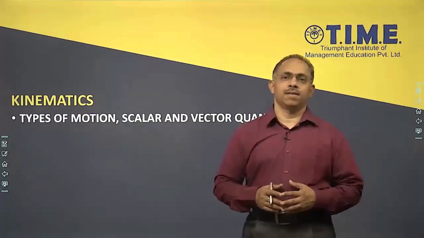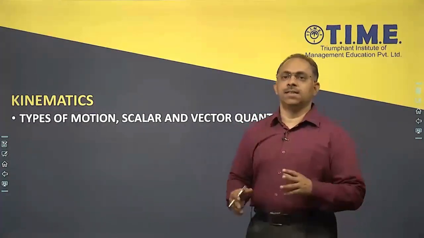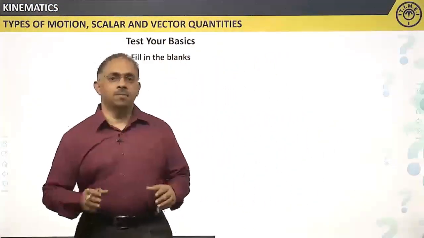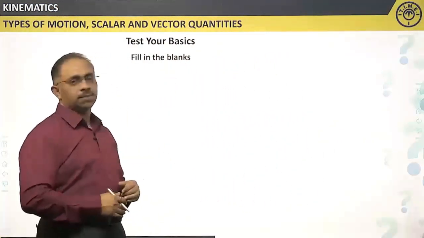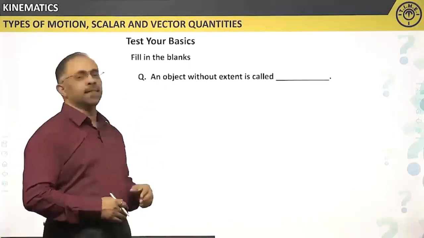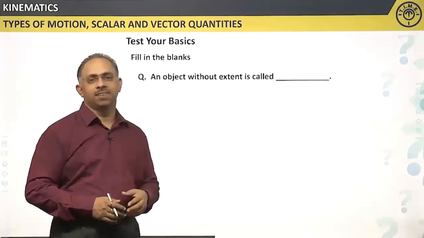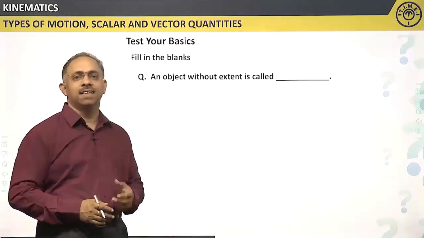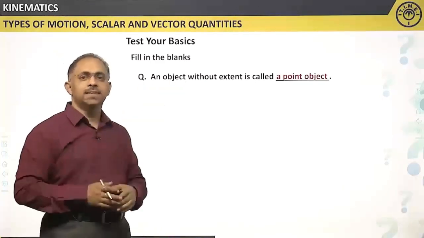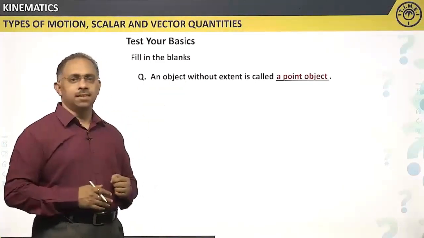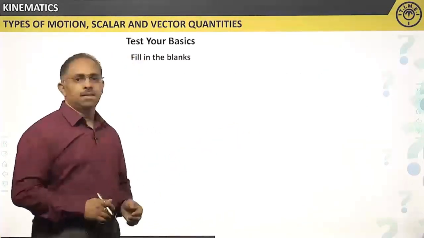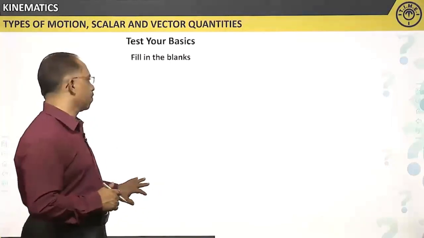Okay. Let us begin with the test your basics questions. In this test your basics, we will go with the fill in the blanks. Clear? First one on screen. An object without extent is called? What do you call this? Yes, it is right. It is a point object. Object without extent, there is no extent, it is a point object. Clear? If it has an extent, it will be called an extended object. Very clear.